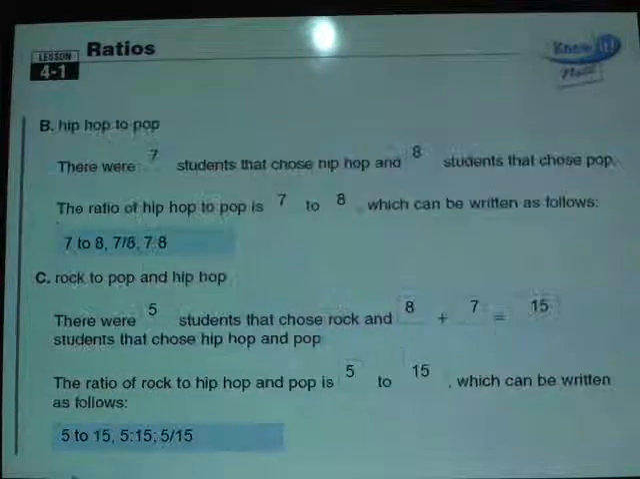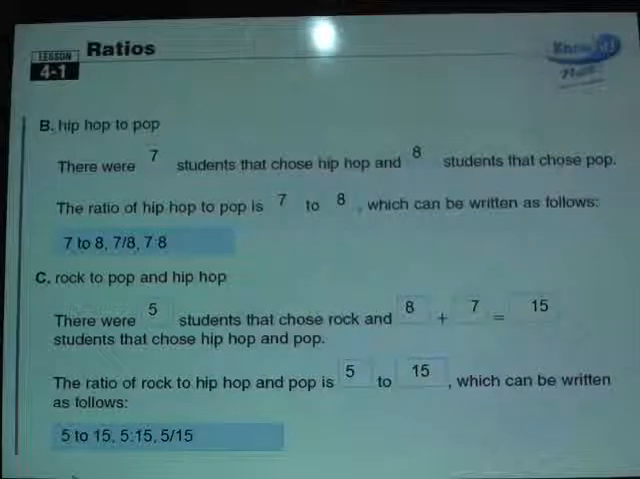All right, here's the B question, hip-hop to pop. Again, looking at that same paragraph, there were 7 that chose hip-hop and 8 that chose pop. So the ratio for hip-hop to pop is going to compare 7 and 8. And you're going to write that in all three ways. So 7/8 with a fraction, 7 to 8, and 7:8.